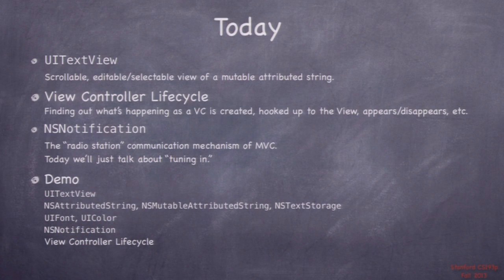Then we're going to talk about a very important kind of conceptual thing in iOS 7 or in iOS in general, which is view controller lifecycle. So that's just the life cycle of the controller part of your MVC and how it gets notified at different times in its life cycle about what's going on. Then we're going to talk about the radio station that I referred to in MVC. We're going to talk about it in a little different context than we see in MVC because I just want to introduce it to you now.